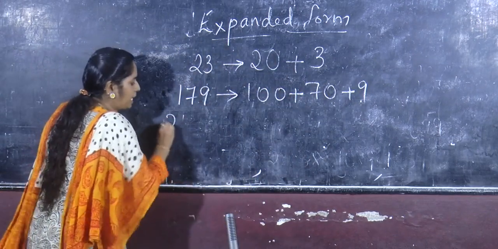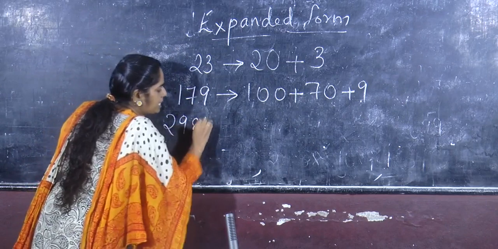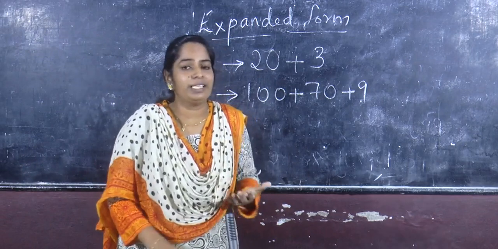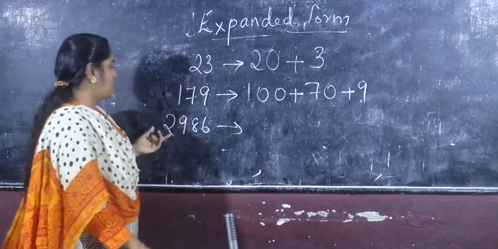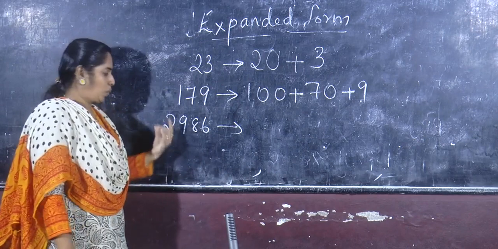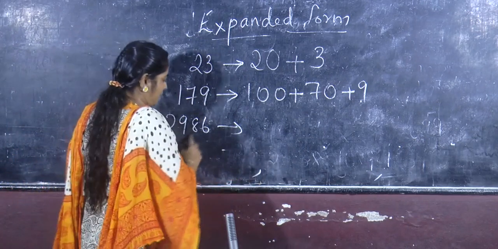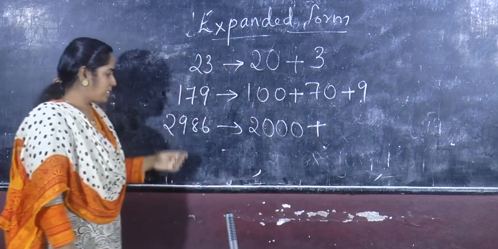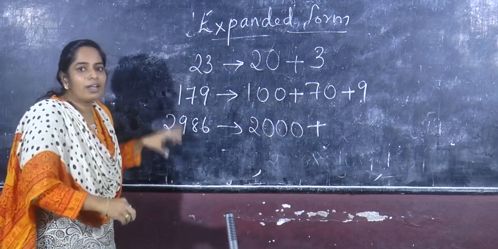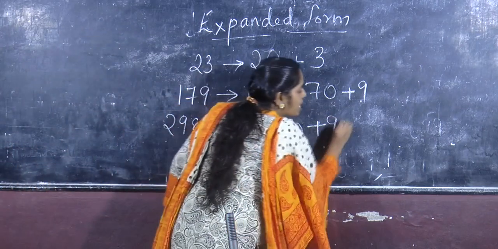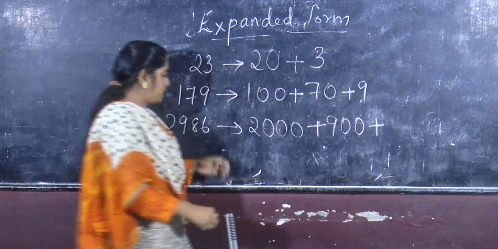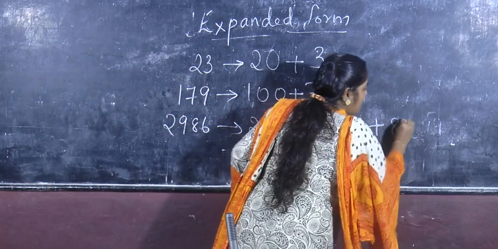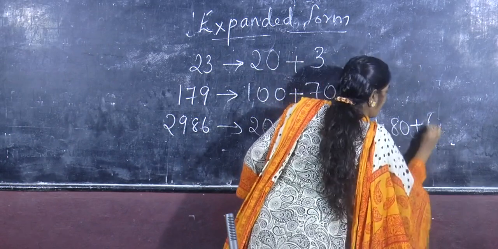Again, if we take 2986, how will you write it? This is a 4-digit number. This also we studied, isn't it? Last year we all studied this. So 2 is in which place here? 2 is in the 1000 place. So we can write 2000 plus what? 9 is in the 100 place, so 900. Plus 8 is in which place? 8 is in the tens place. So 80 plus 6.